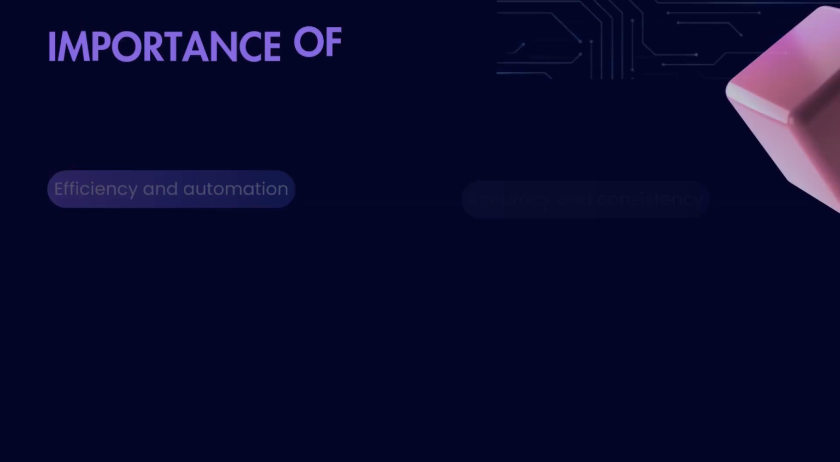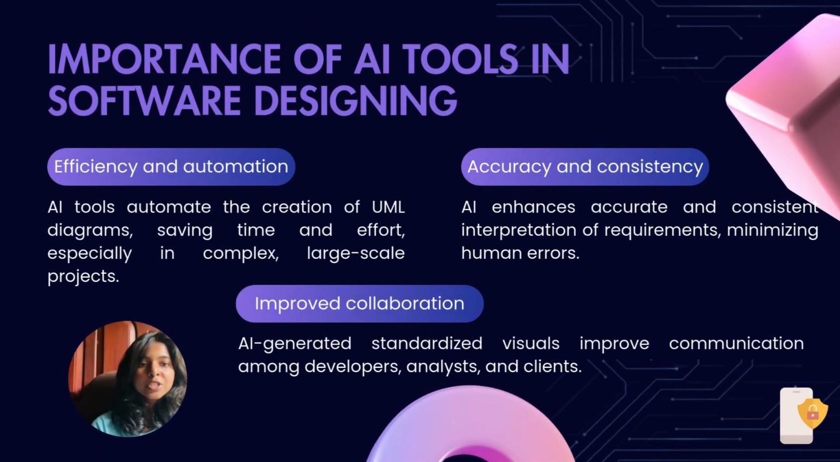Now let's discuss the importance of utilizing artificial intelligence in UML diagram tools. First, let's talk about efficiency and automation. AI-driven tools can take over the tasks of processing text requirements. This means teams can save a lot of time and effort instead of spending hours creating diagrams by hand, especially in large projects where the requirements can be complicated.